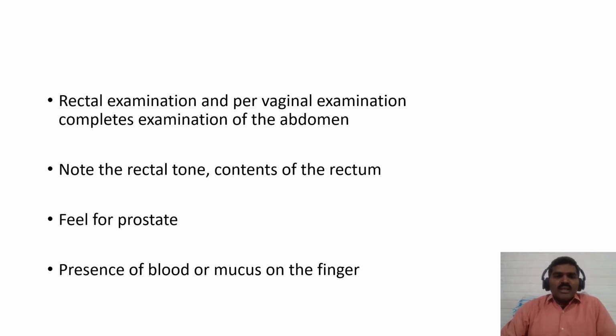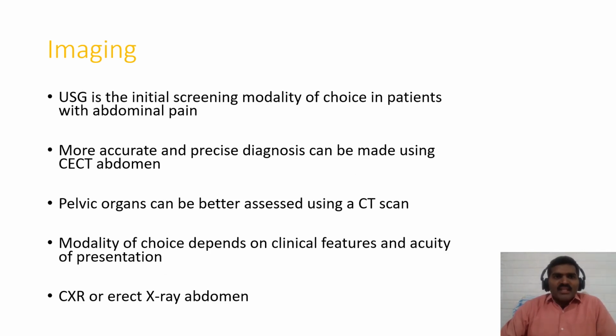Imaging. USG is the initial screening modality of choice in patients with abdominal pain. A more accurate and precise diagnosis can be made using CECT of the abdomen. You can know what complications are there and how exactly each structure is delineated by doing a contrast enhanced CT of the abdomen. Pelvic organs can be better assessed using a CT scan rather than an ultrasound. The modality of choice depends on clinical features and the acuity of presentation. A chest X-ray or erect X-ray abdomen might be needed in a patient in whom you suspect a perforation, to look for gas under the diaphragm.